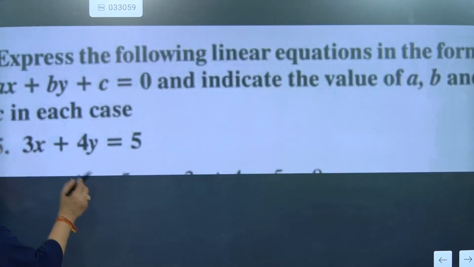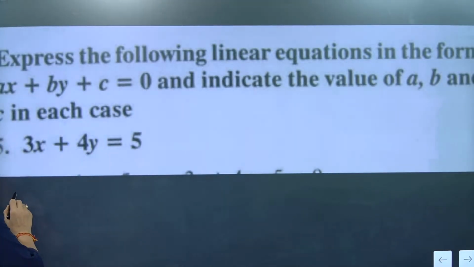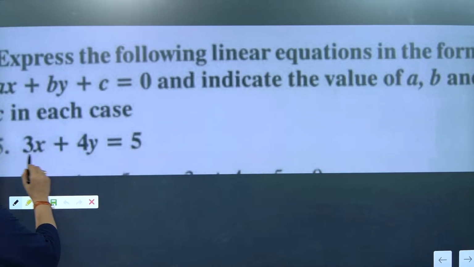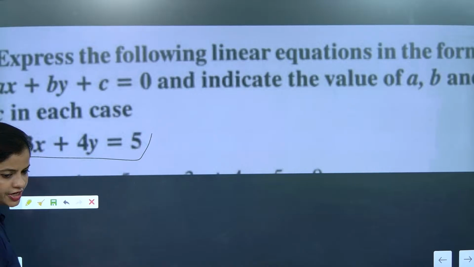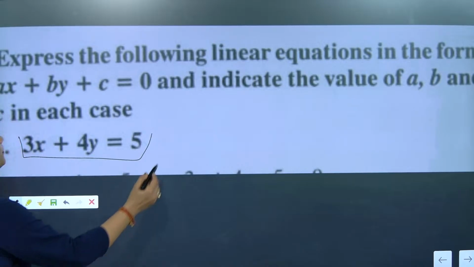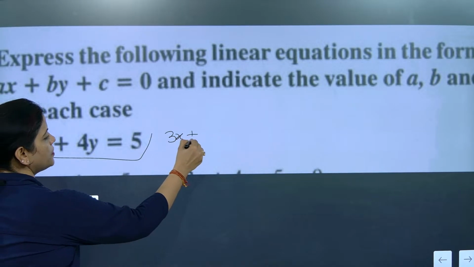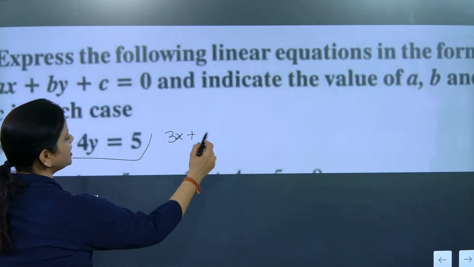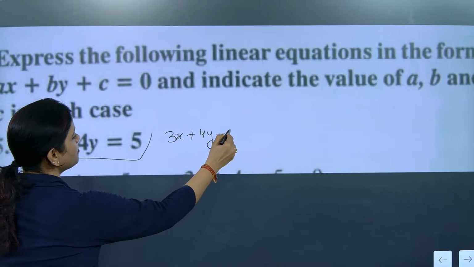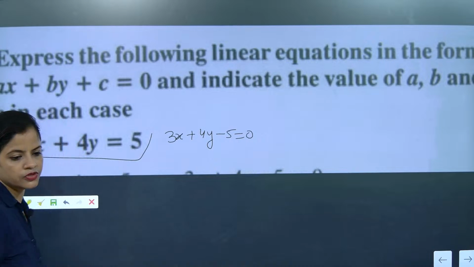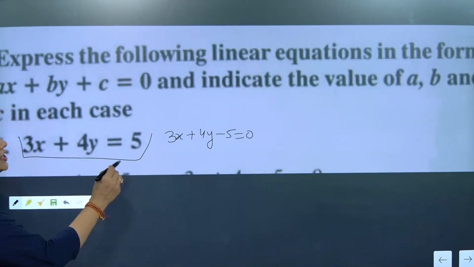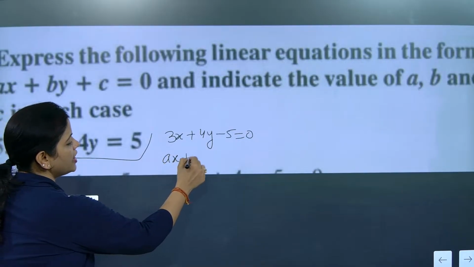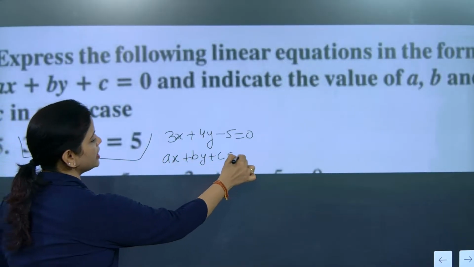Now I'm going for this question, beta. We need to express this in the form of a linear equation. So what we can do here is directly say this part: 3x plus 4y equal to 5. To convert it into a linear equation, what are we supposed to write, beta? 3x plus 4y minus 5 equal to 0. So now it is coming in the format ax plus by plus c equal to 0.